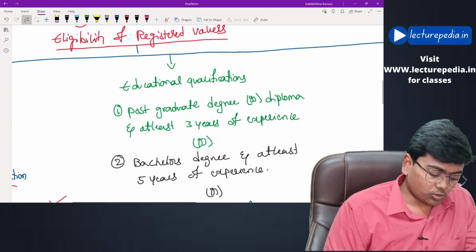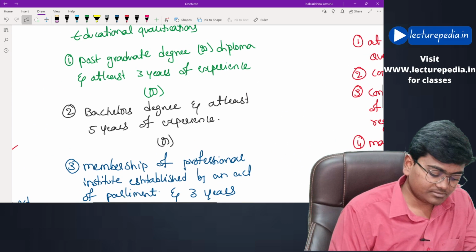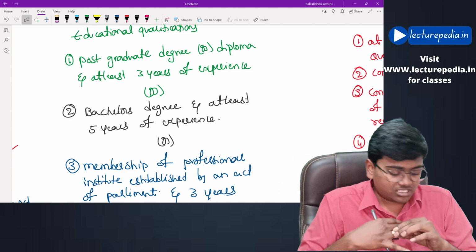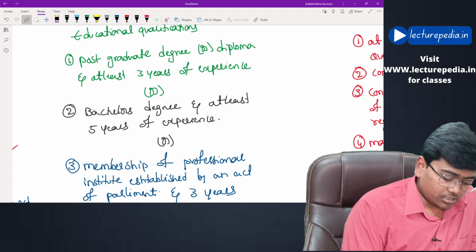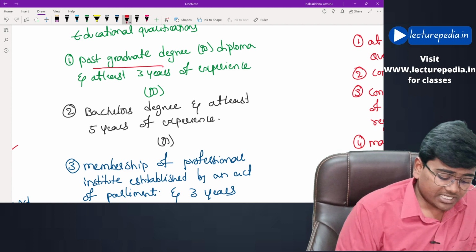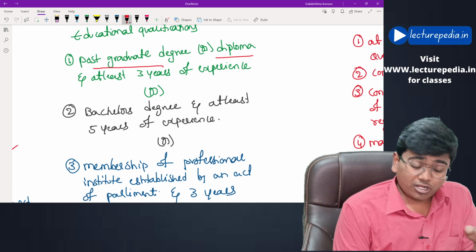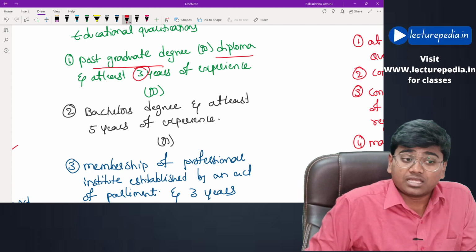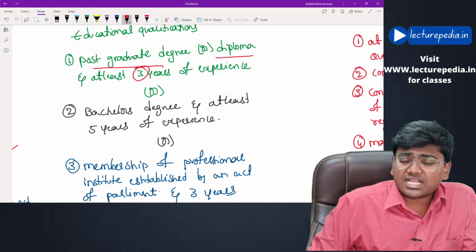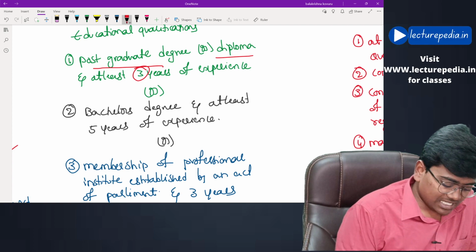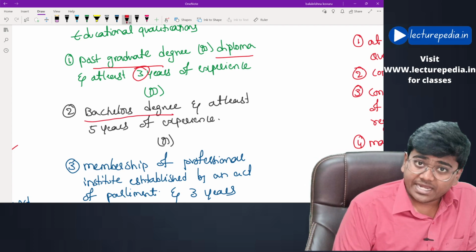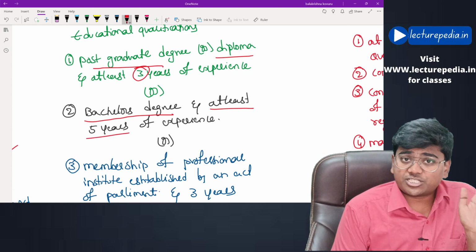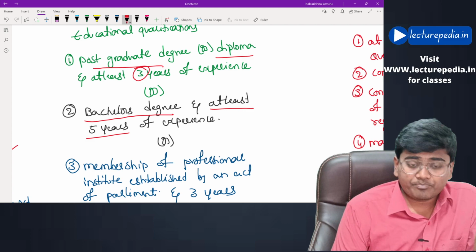Moving to the educational qualifications, he must have any of these 3 educational qualifications. Firstly, he should be holding either a postgraduate degree or diploma along with an experience of at least 3 years. In case he does not have a postgraduate degree or diploma, he should have at least a bachelor degree, and along with the bachelor degree he should have at least 5 years of experience. Even that would be sufficient.